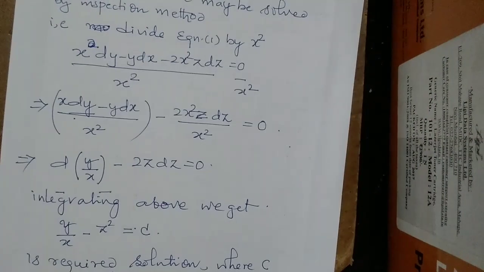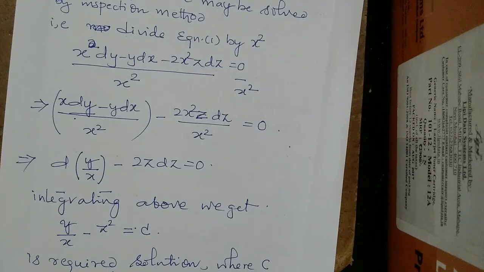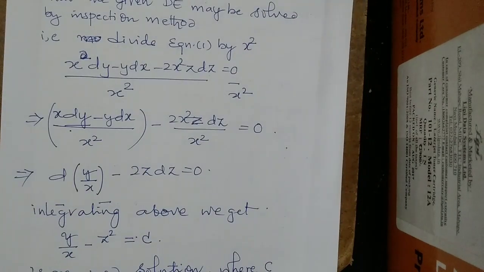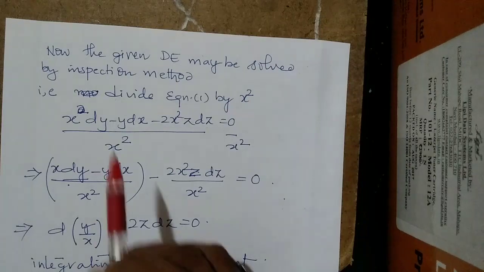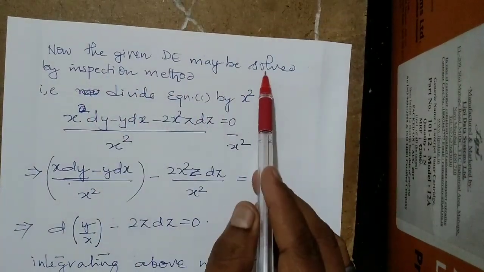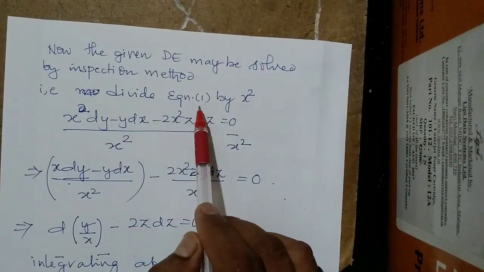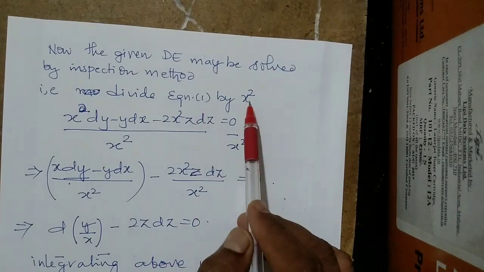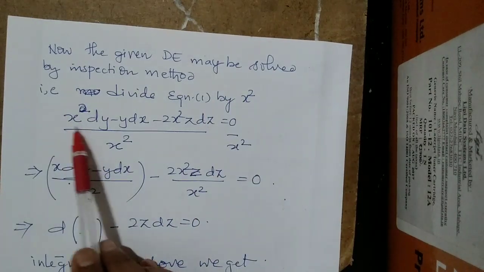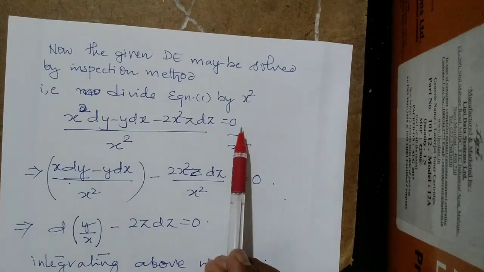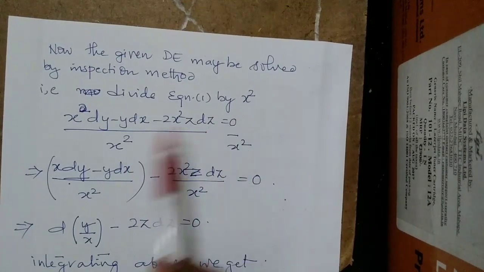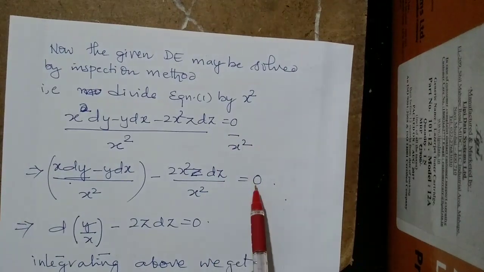Let us move to the next part of the solution, that is the solution of the given differential equation by arranging it into the standard differential. So how are we to arrange? Divide the given differential equation 1 by x squared. The given equation is x dy minus y dx minus 2x squared z dz equal to 0. So divide by x square on both sides. The right side will be equal to 0 as it is.